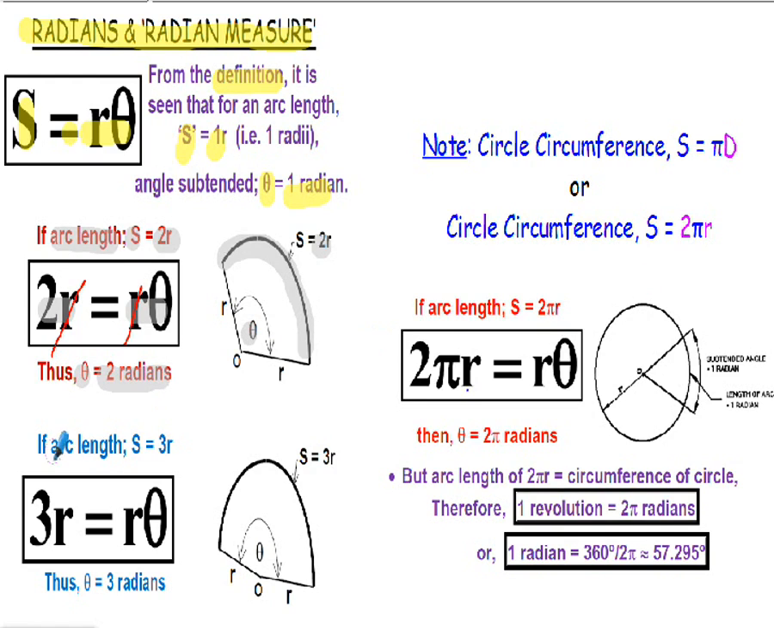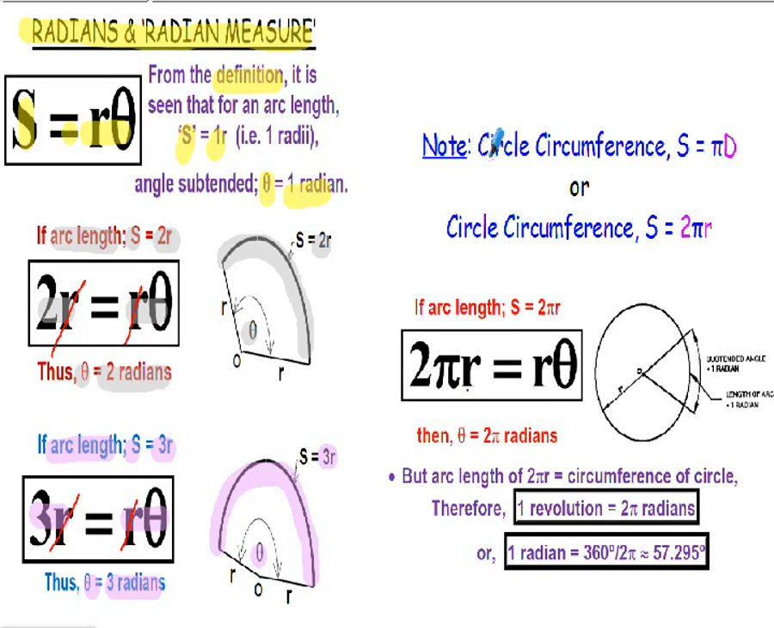If we now make the arc length S equal to 3 times the radius, so this length of arc here, shown in the sketch, is now equal to 3 times the radius, then on the left hand side S is 3r, and on the right hand side that equals r times theta. If we again cancel the r on the left with the r on the right, we can see that the angle subtended in this case would be theta of 3 radians. So we have 3 radians in here.